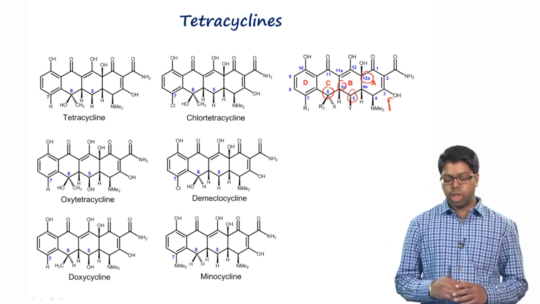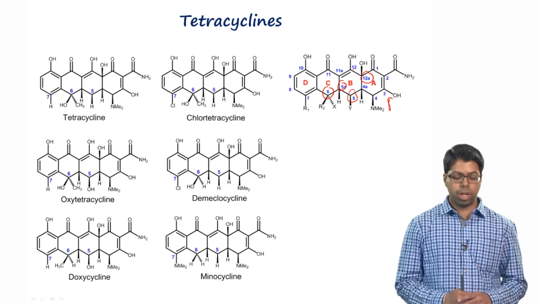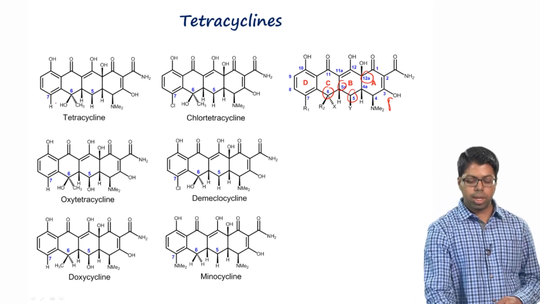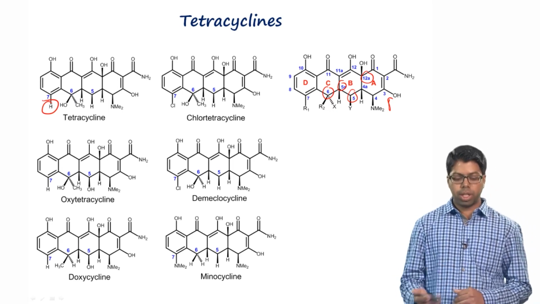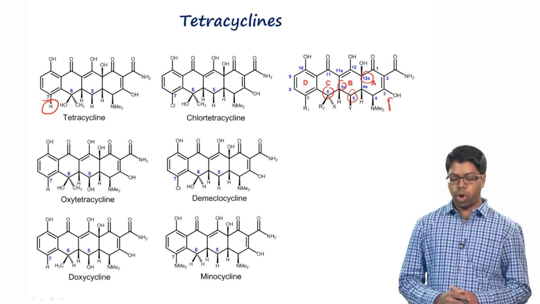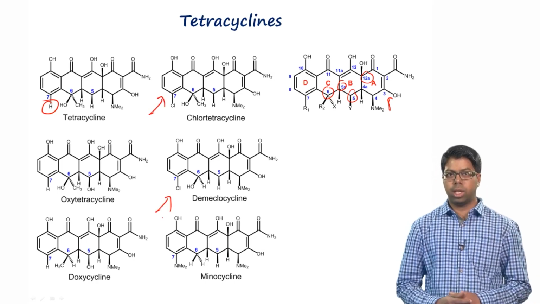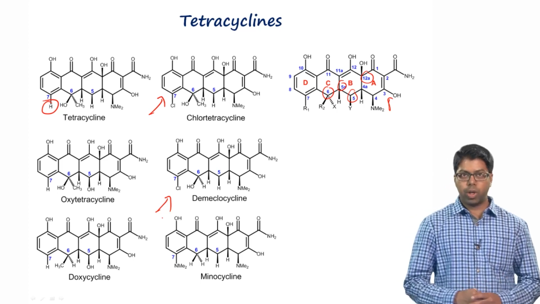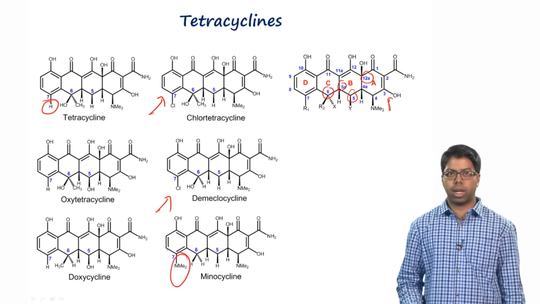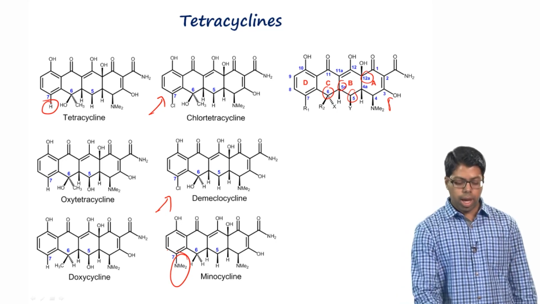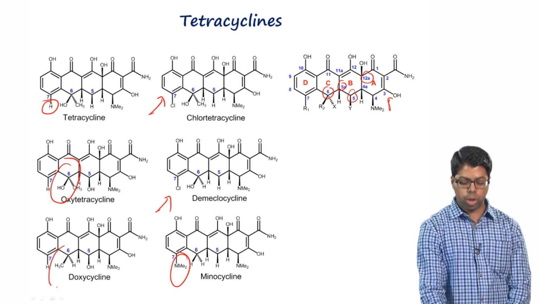Just by a little change in the substituents at different positions in the basic ring structure, we can get different compounds. For example, tetracycline has a hydrogen atom at the 7th position. Substituting this hydrogen by an electron withdrawing group like chlorine gives chlorotetracycline and demeclocycline. Likewise, substituting this hydrogen by an electron donating group like the dimethylamino functional group gives minocycline. Oxytetracycline has a hydroxyl group at the 6th position, which is absent in the case of doxycycline.